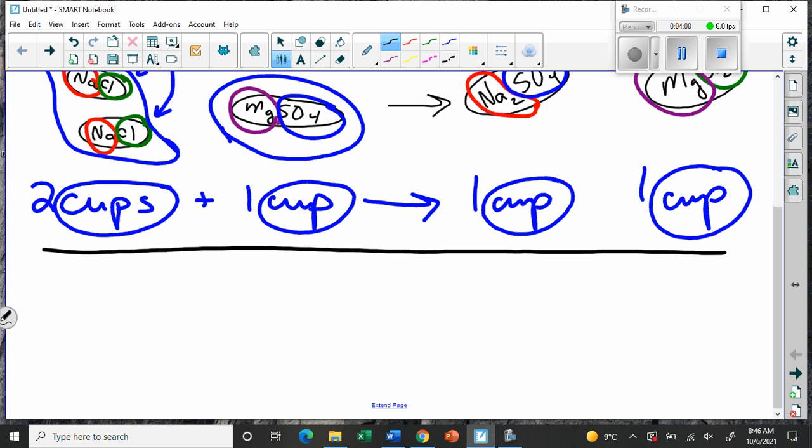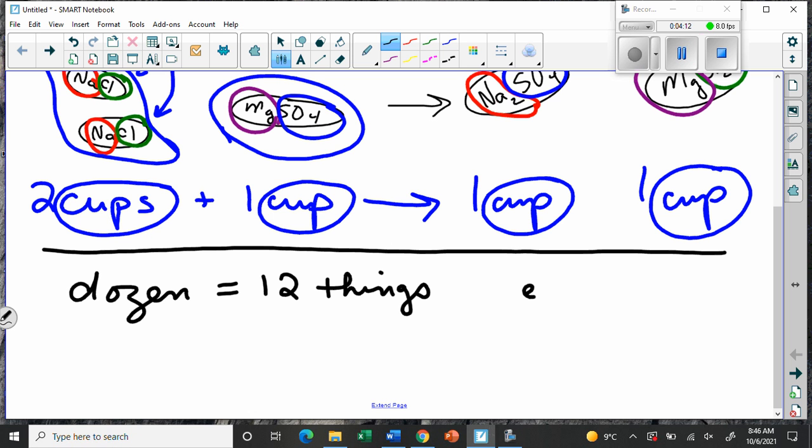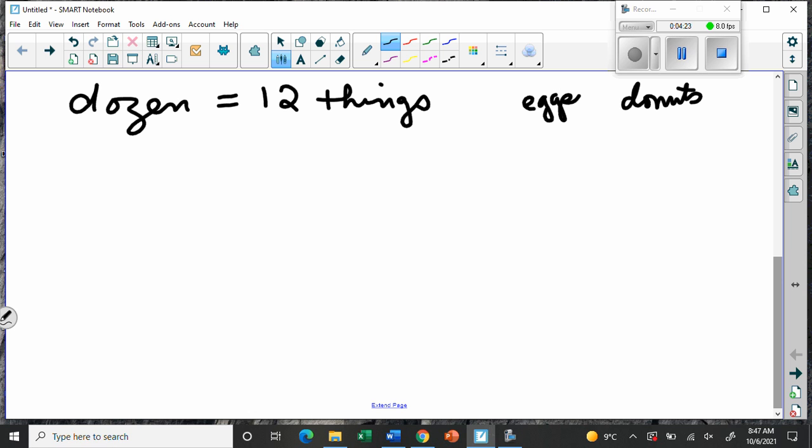If you look at a dozen, we talked about this, that's 12 things, right? And you can have a dozen of anything. You can have a dozen cars, a dozen dogs, a dozen cats. But typically we use dozens for things like a dozen eggs, right? We buy eggs in a dozen, or a dozen donuts, or something like that. And the reason that we use 12 and not some other number is because 12 can be divided into many fractions that give us whole numbers, right?